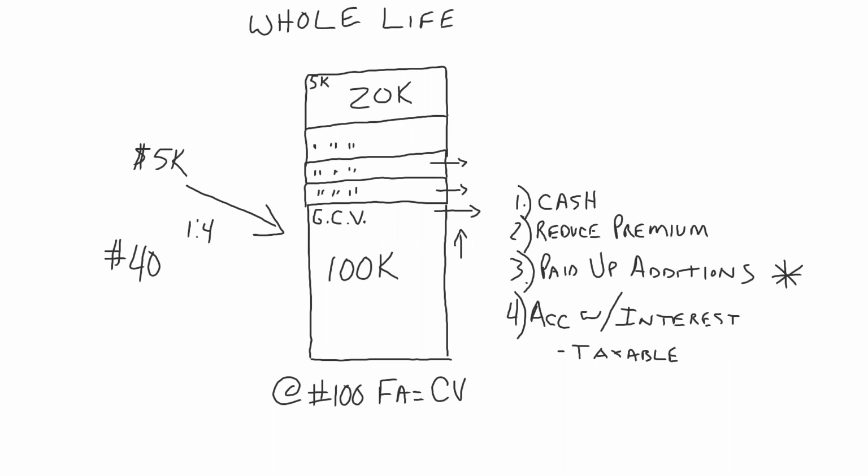Now, if you needed the $5,000 out, you take the $5,000 back out, and now instead of this being 20,000, now it's just simply 15. So that's how you can use your own money and leverage the dividends of a whole life contract to increase the death benefit.